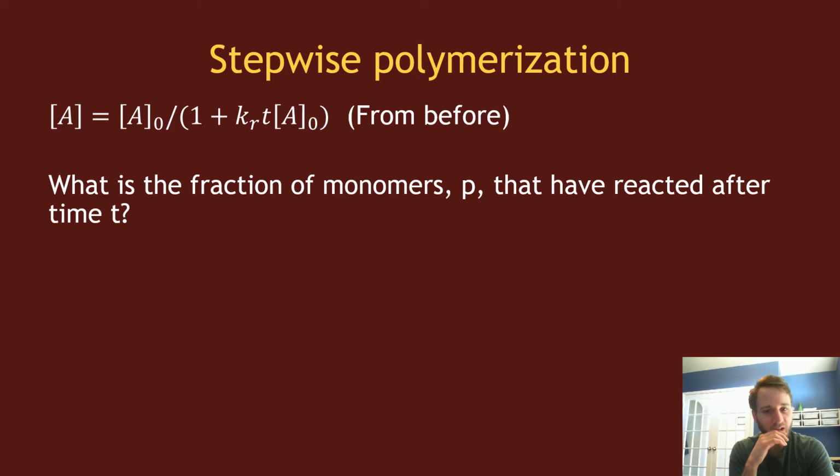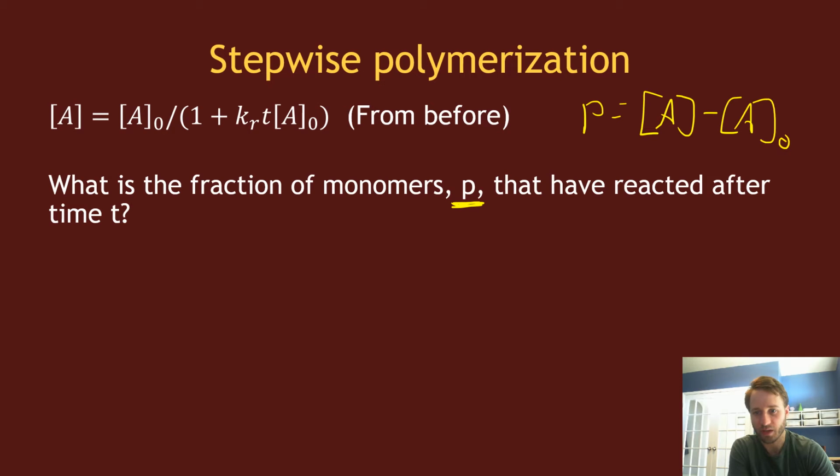That's good, so we can have an idea of the concentration of monomers as a function of time. What we're interested in is the size of our polymers as a function of time. So we're going to find the fraction of monomers P that have reacted at time T. P here is the number of monomers that have reacted, so P is related to the concentration of A minus the initial concentration of A, the number of monomers that have reacted after some point in time.